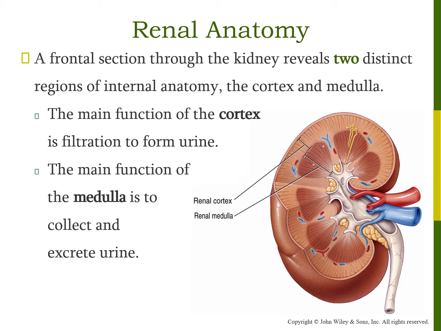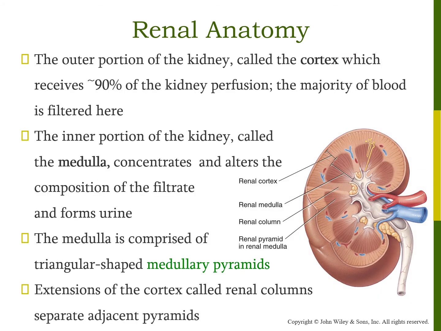Let's look at the anatomy of the kidneys. A frontal section through the kidney will show 2 distinct regions, the outer cortex and the deeper medulla. The main function of the cortex is to filter the blood and form urine. The main function of the medulla is to collect and then remove the urine from the kidneys into the ureters.